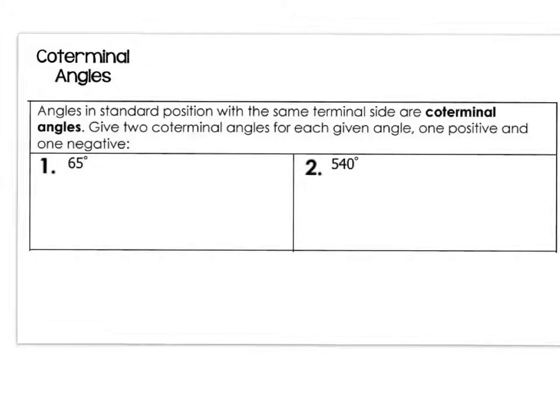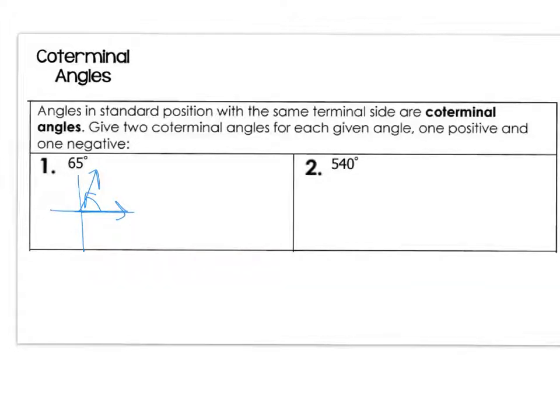Okay, next we want to know about coterminal angles. Coterminal angles are in standard position, so they start on that positive x-axis, and they have the same terminal side, but one is going to have more rotations than the other, okay? So if I have a 65 degree angle, that is about right here. That's about 65 degrees. Well, what other angles would end in that same spot, okay?